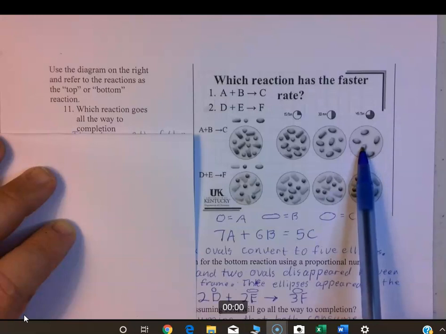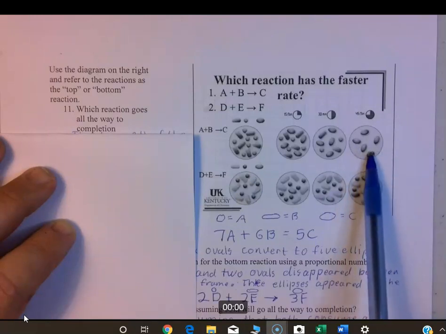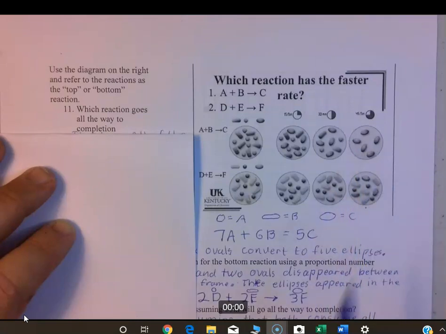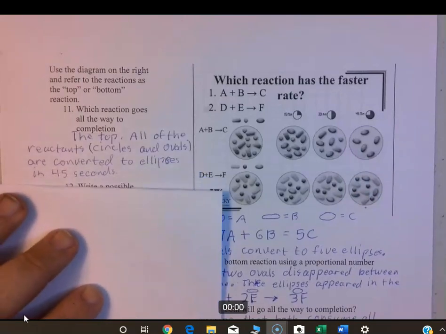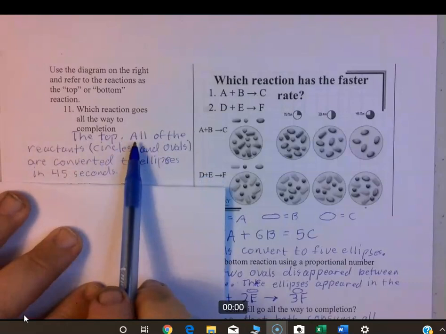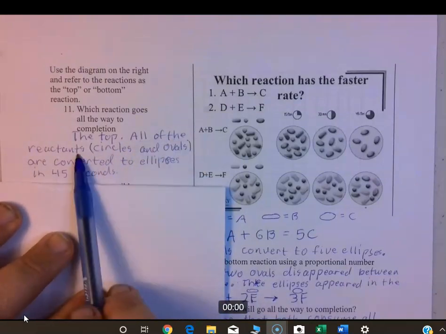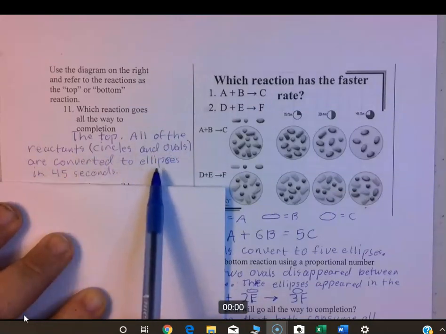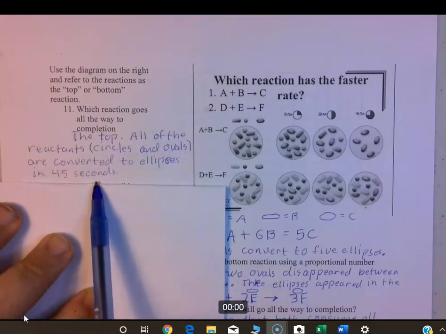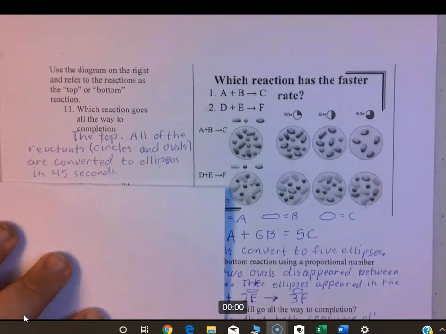It might have been done after 40 minutes for all we know. But it's done after 45, and this one still has a lot of reactants left. So this reaction on top is going much faster. First of all, it goes all the way to completion, but it's also going much faster. So the answer to that is the top reaction. All of the reactant circles and ovals are converted to ellipses in 45. I wrote seconds. I think that's minutes down there, though. I think these are minutes. Okay, next.